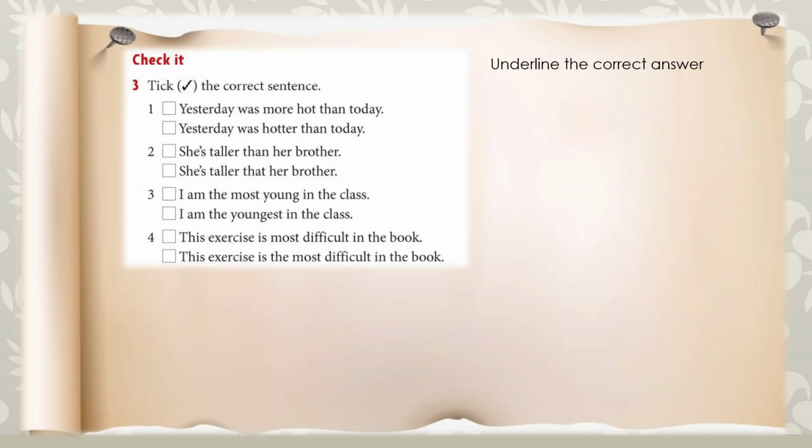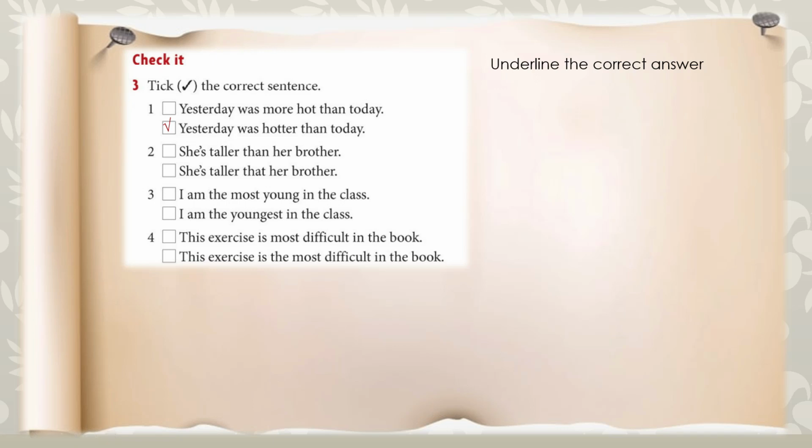What you have to do here is to tick the correct sentence. So number one, number two, number three, and number four. Number one, yesterday was more hot than today, and yesterday was hotter than today. So which one is the correct sentence? Was more hot and was hotter than. So the correct sentence is number two, the second one, was hotter. The word hotter is a comparative adjective. In here we use the word hotter. So in here it's like your review between comparative and superlative.